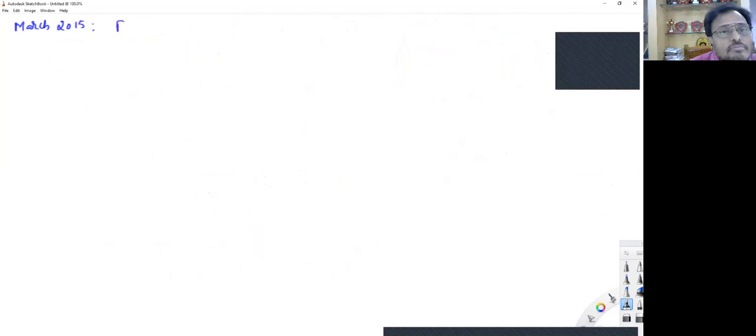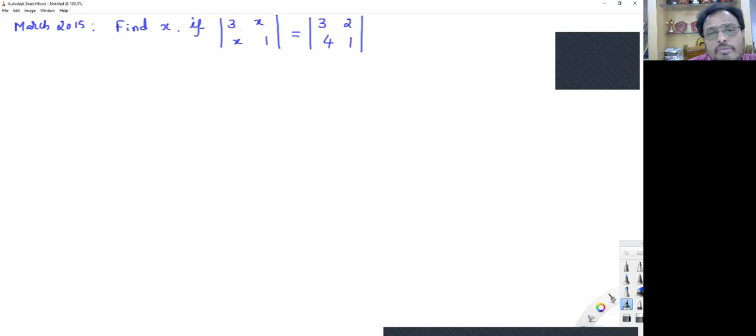Find x if determinant of 3x x1, already I have solved first example March 2020, is equal to determinant of 3241. I'll give you one idea, you can do it yourself. That is, here determinant means what? 3 minus x square is equal to 3 minus 8, and solve it. You get March 2015 this is, and June 2014.